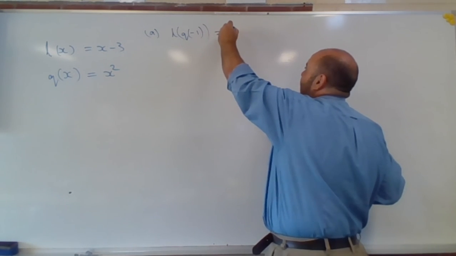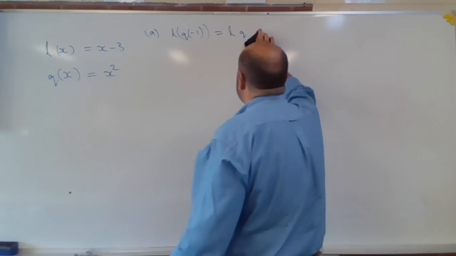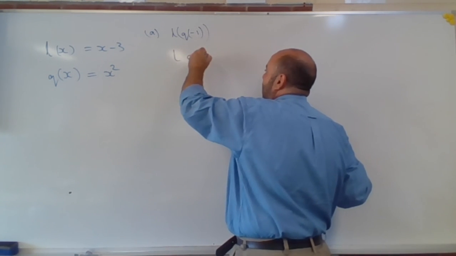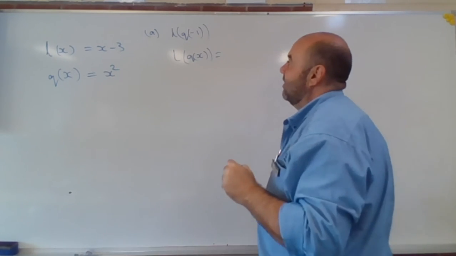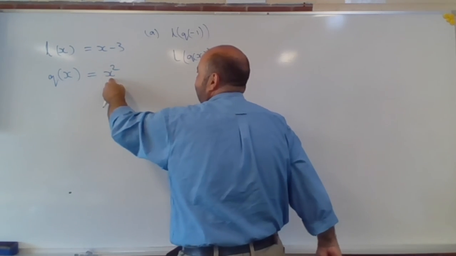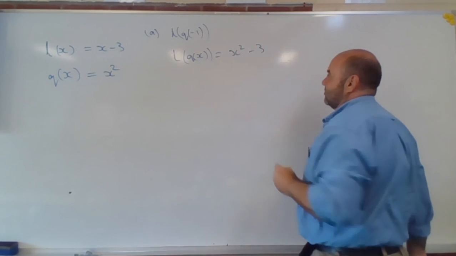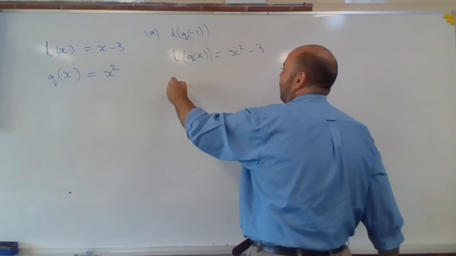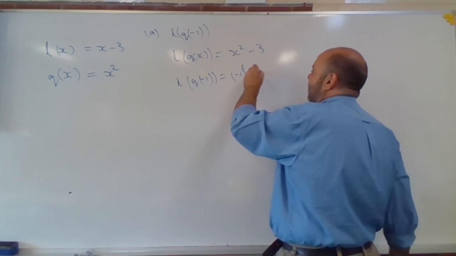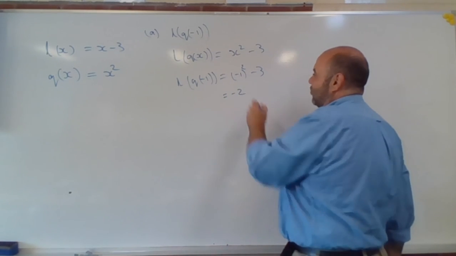I might say that L of Q of x is x squared. I take Q of x, which is x squared, and I replace the x there with that, is x squared minus 3. So now I can say that L of Q of -1 is -1 squared minus 3. Well, -1 squared is 1. 1 take away 3 is -2.